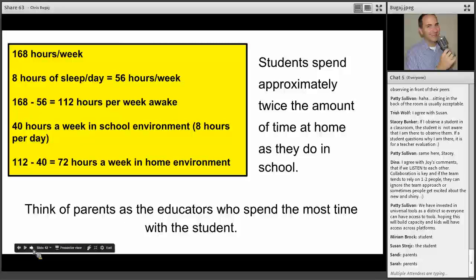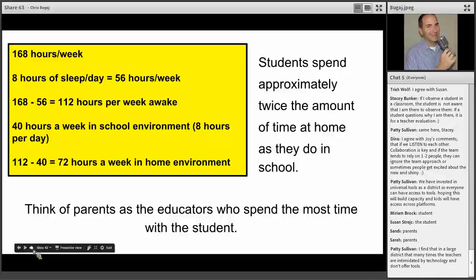People are typing. The student, right, Miriam? The student, definitely. Yes, definitely the student, especially at the secondary level. But I was thinking more the parents. Yes, Sandy, the parents, right.